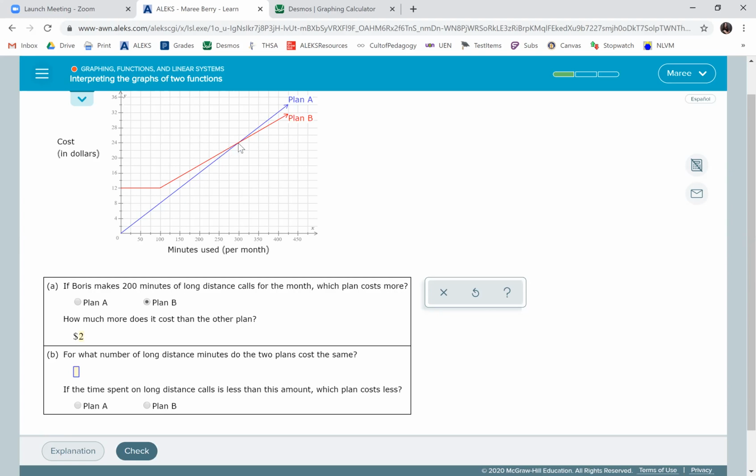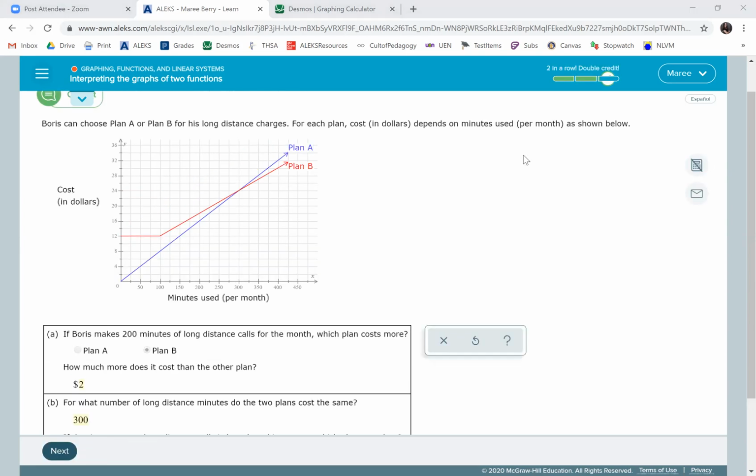For what number of long distance minutes do the two plans cost the same? So they cost the same right here. We drop down and it's 300 minutes. If the time spent on long distance calls is less than this, so we're at 300 minutes and we're going less, okay? So we're looking towards the zero, which plan costs less? And it's going to be the blue line, which is plan A. Okay, that's the end of the lesson.